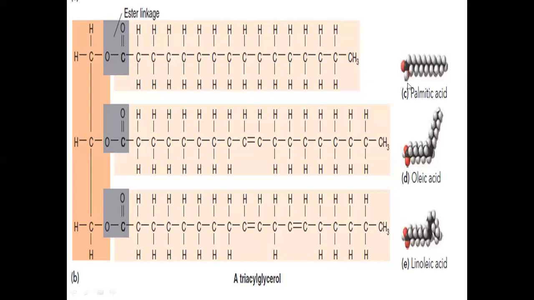Then palmitic acid is a saturated fat acid, so it has a straight chain. Then when you look at oleic acid, it's a monounsaturated fat acid. Then we have linoleic acid, which is a polyunsaturated. Remember, poly means having more than one double bond. So it also forms a bend or a kink there.